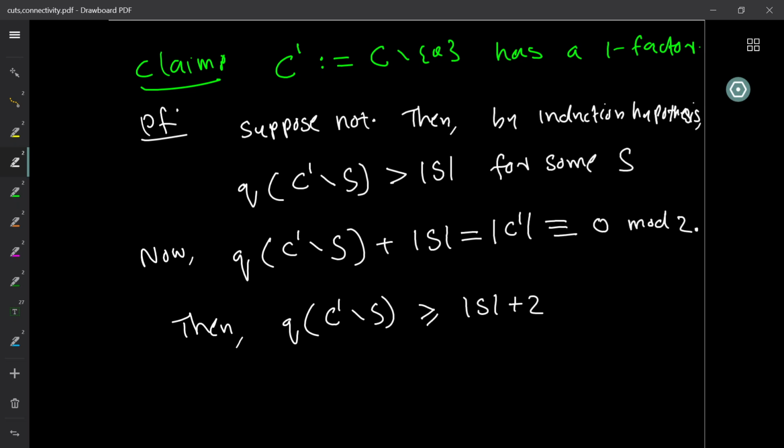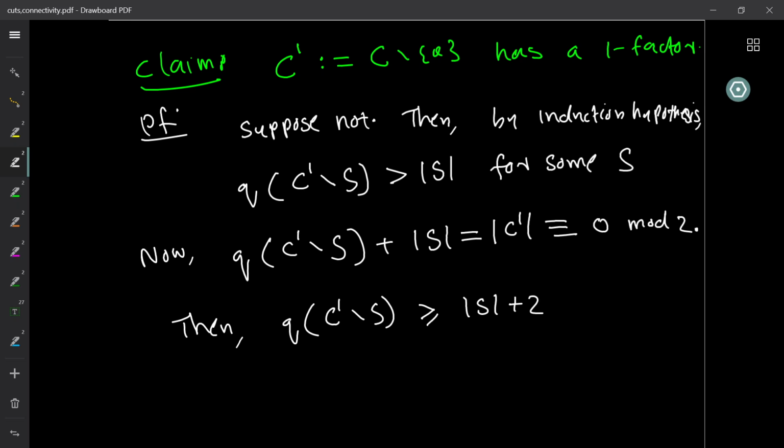Okay. Suppose it has no one factor. Then, because C dash has strictly smaller cardinality than G, the property star must fail for some subset. Because if the property star is true for every subset, we know by induction that it has a one factor. Therefore, for some subset S of vertices of C dash, the property star is failing, which means that the odd components in C dash minus S is strictly greater than the cardinality of S.